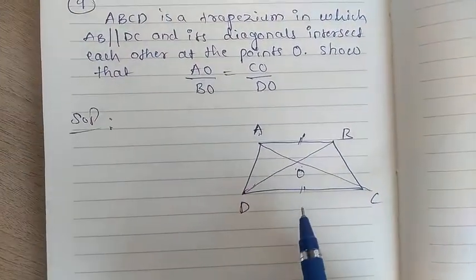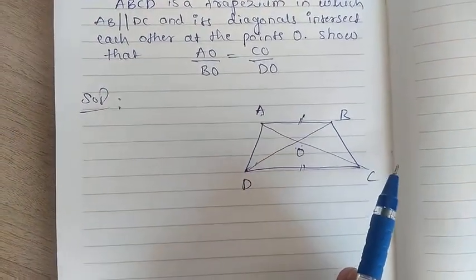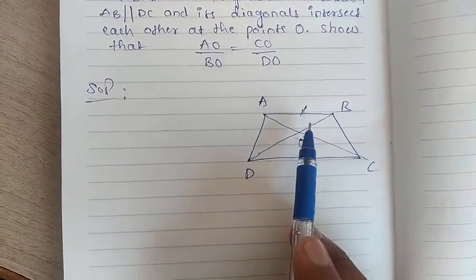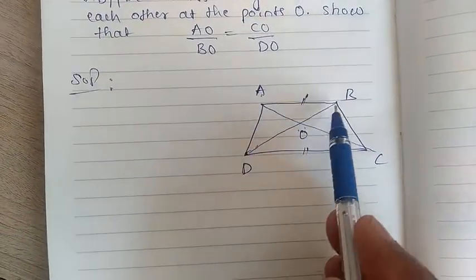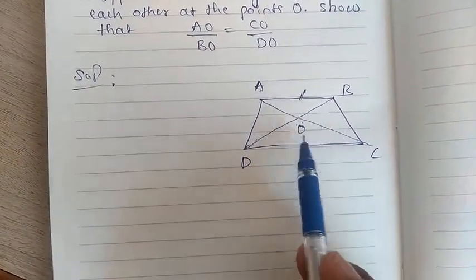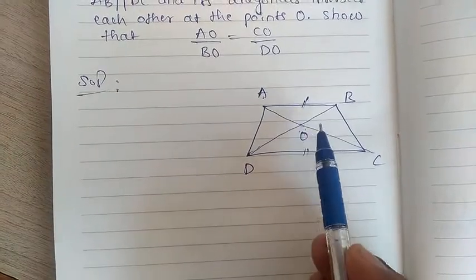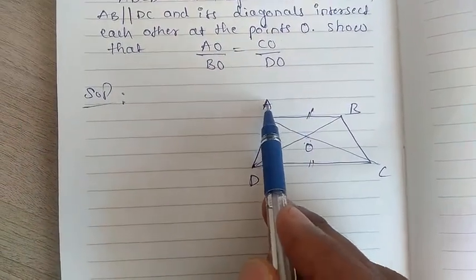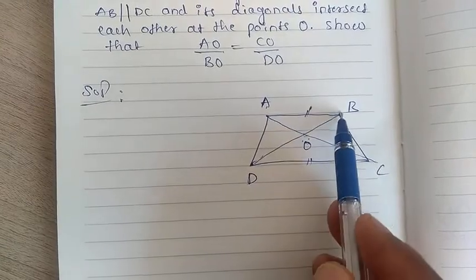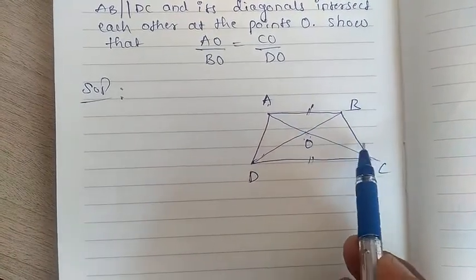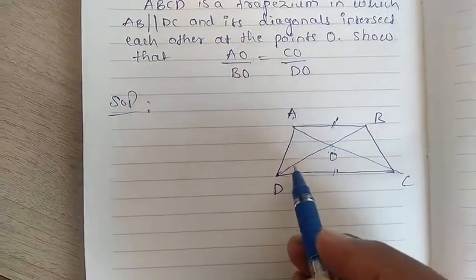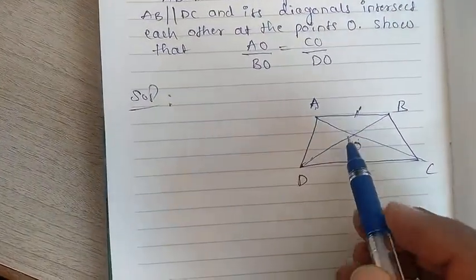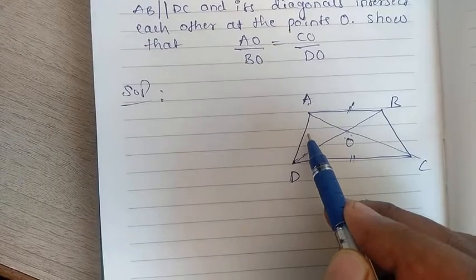See what is given in the question here. ABCD is the trapezium. In this trapezium, AB is parallel to DC, and diagonals BD and AC intersect at the point O. You have to prove that AO divided by BO is equal to CO divided by DO. You have to do a little construction, then you are able to prove it.